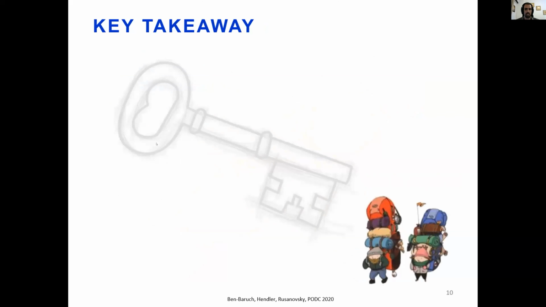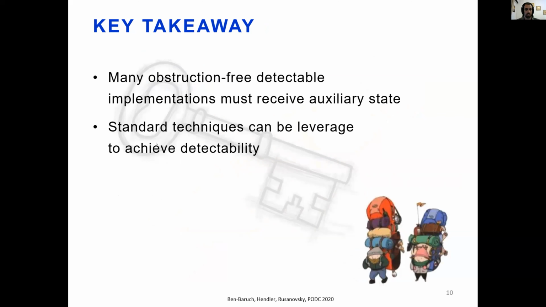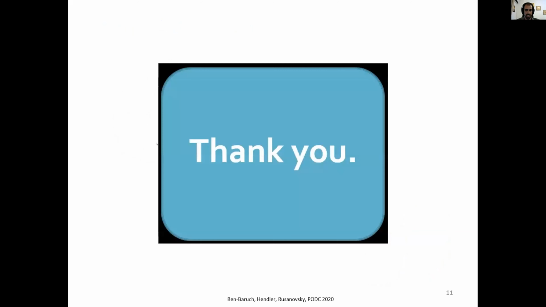To summarize some key points to take from this work: as we have shown, for many objects, any obstruction-free detectable implementation requires a model with auxiliary state that is either supplied by the calling process or by the system. We show in this paper how standard techniques such as handshake and vector bits, which were originally designed to solve concurrency issues, can also be used to achieve detectability. And finally, we show that detectable implementations with bounded space are possible. Thank you, and I'll be happy to answer any questions.